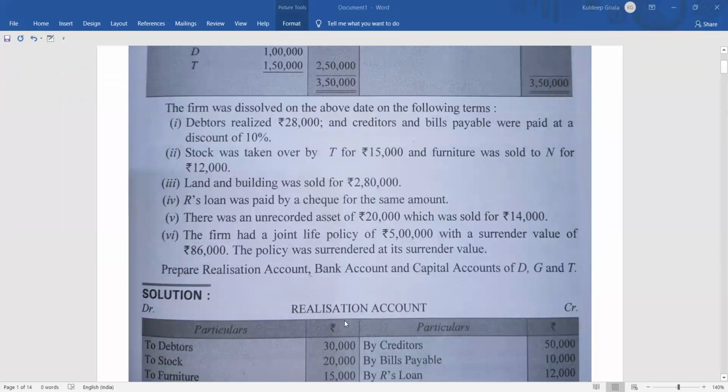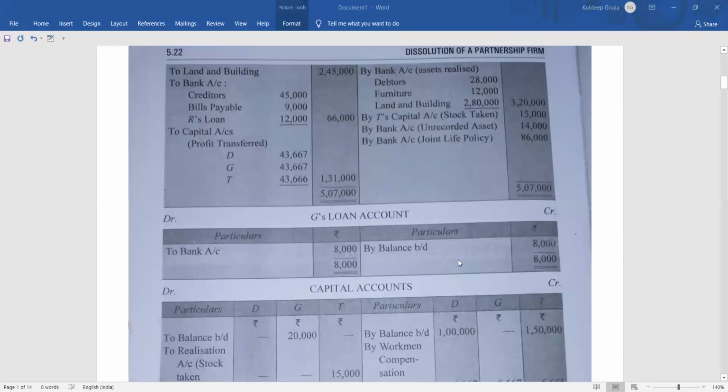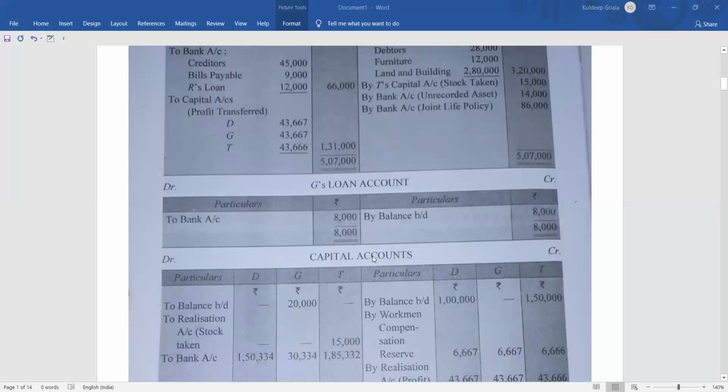Now we will go for capital. As we start the capital, remember D and T have 1 lakh and 1,50,000 in the credit, and G has 20,000 in the debit. So we'll prepare the capital account and we'll give the opening balance first. Capital account is ready. Debit, credit. You have to make 3 columns in the debit side, 3 columns in the credit side, 3 amount columns, right? D, G, T, D, G, T. Clear?